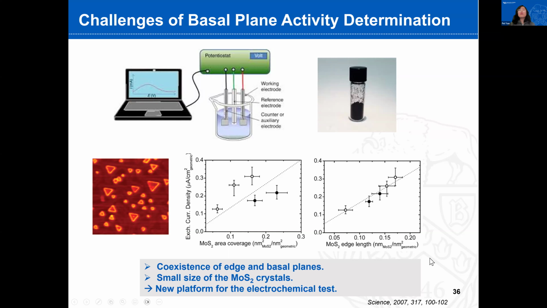The result from this paper indicates that the activity of the MoS2 is more dominated by the edge length instead of surface area coverage. Again, this indicates the unavoidable presence of the edge planes. So in this case, to precisely determine the basal plane activity, it is very important to create a new platform for electrochemical tests.